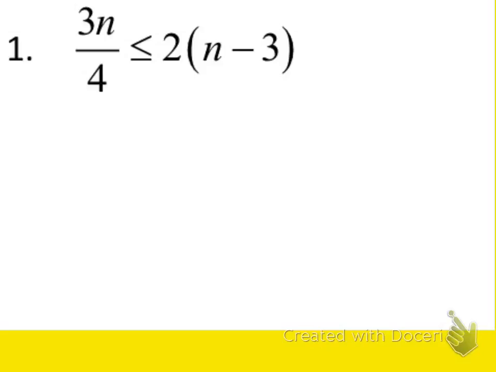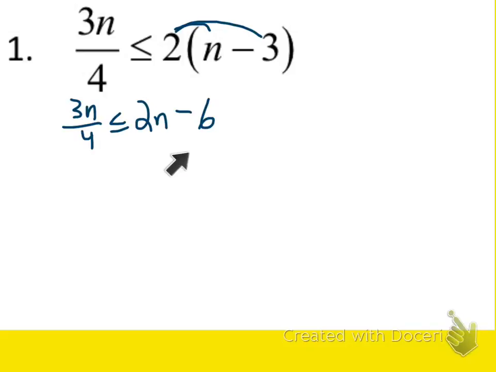3n divided by 4 is less than or equal to 2 times the quantity of n minus 3. Well, the first thing I'm going to do is distribute the 2, and that's going to get us 2n minus 6 on the right side. A couple of options here. We could go the opposite of minus 6 and add 6 to both sides, but what I'd like to do is deal with this fraction first. Since the denominator is 4, and that's the only denominator in the problem, I'd like to multiply both sides by 4. That will eliminate my fraction, and then I can just be dealing with integers.